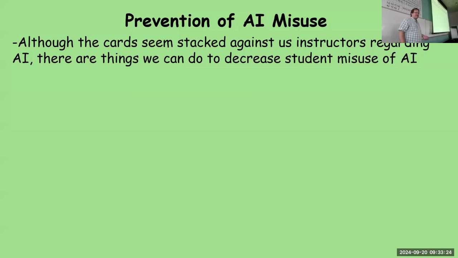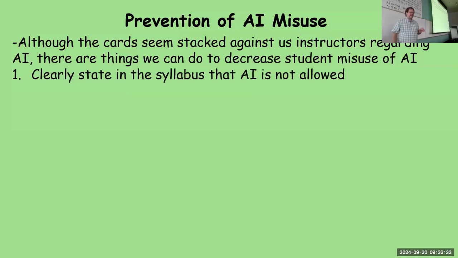So although the cards seem stacked against us regarding AI, there are things we can do as instructors to at least decrease student misuse of AI. I would say these are some things you can do that will make it less likely for students to misuse AI. Clearly state in the syllabus that AI is not allowed. And we can talk about this later, but I would argue that the only way to do this is to say no AI is allowed at all. Because if you allow some, AI use is indistinguishable from an instructor's perspective from total AI use. If you're checking responses, there's no way to allow some but not all, at least for an online asynchronous class. So I clearly state it's not allowed.